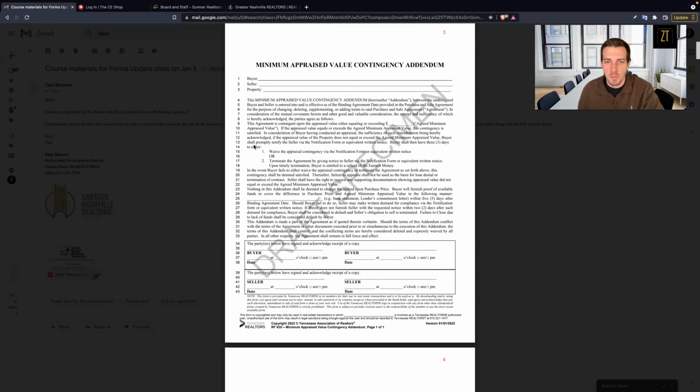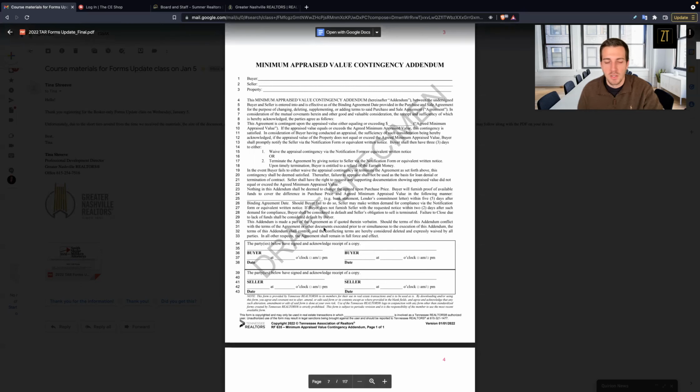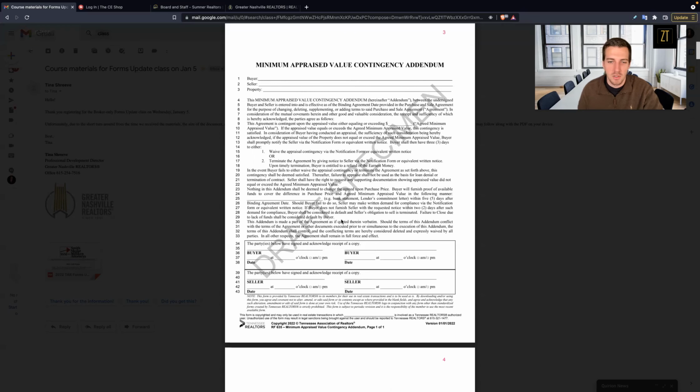So read this, and then it's kind of the same setup. Once they are notified of the value, buyer shall then have 3 days to either waive the appraisal contingency via the notification form or terminate this agreement. So different ways, different things to add to your contracts.